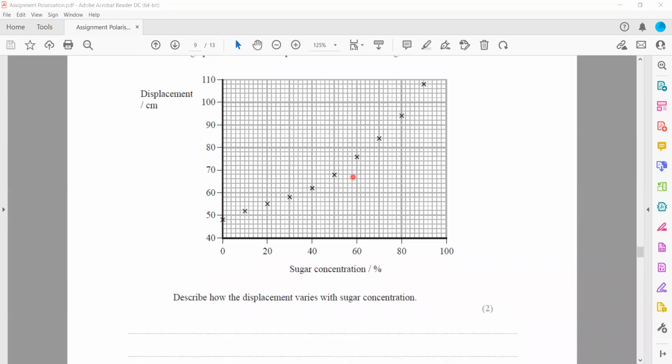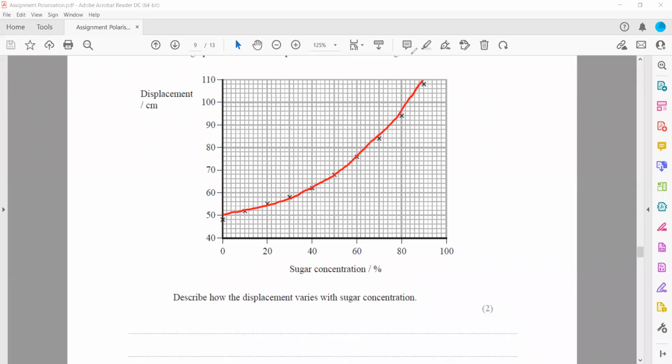So displacement is increasing as the concentration increases, but we cannot say they are directly proportional. Why can we not say they are directly proportional? Because if it was a directly proportional relation, it should be a straight line starting from the origin, 0, 0. We can say that an increase in the concentration of sugar increases the displacement of the light, but it is not directly proportional, or it is not a linear relation. Why? Because it's making a curve. It's not making a straight line.